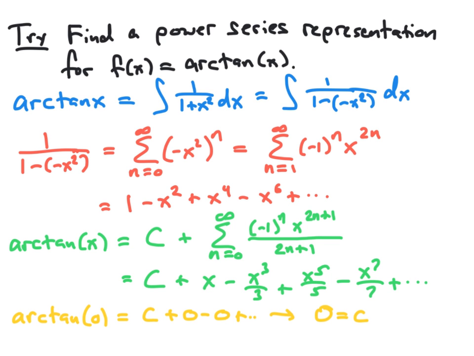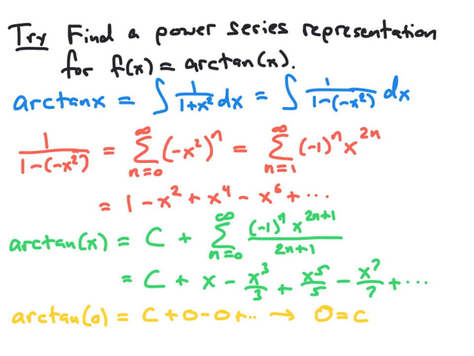which we can write as the sum from n equals 0 to infinity of negative 1 to the n times x to the 2n. The first several terms of this series, if we wrote it out in expanded form, would be 1 minus x squared plus x to the 4th minus x to the 6th, etc.